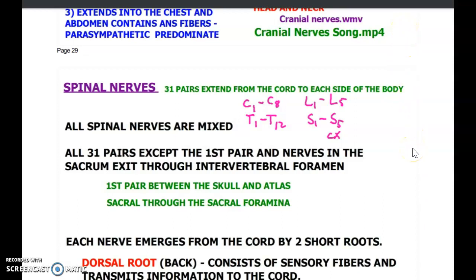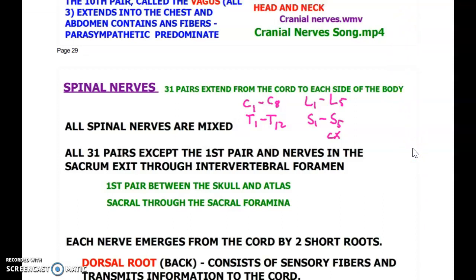Now, since we're on the spinal cord, we may as well talk about the spinal nerves. They're paired just like the cranial nerves. There are 31 pairs that extend from the cord to each side of the body. So here are the sections, like C1 through C8, the cervical vertebrae. T1 through T12 is the thoracic vertebrae. L1 through L5, the lumbar, and then S1 through S5, the sacrum, and then the coccyx below that.